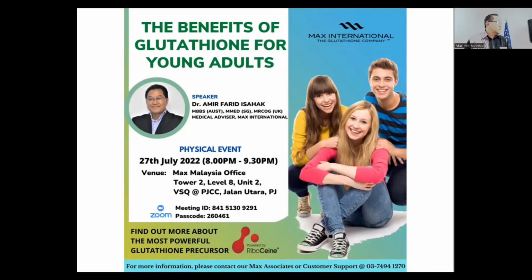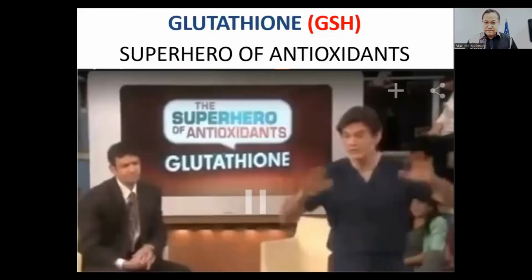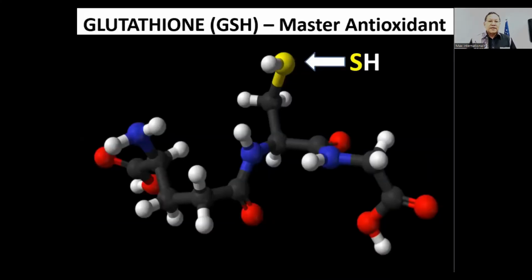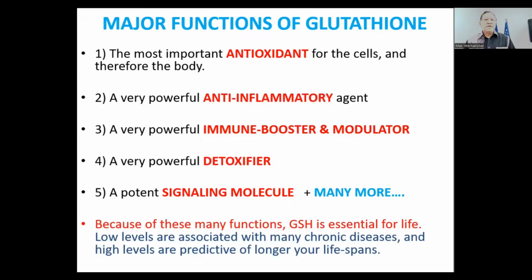Okay, so that was the topic originally given. So anyway, we start with introducing what is glutathione first, and most of you by now know what is glutathione, the master antioxidant or the superhero of antioxidants. And this is the glutathione molecule, and the chemical short form for glutathione or active glutathione is GSH. And the SH refers to the sulfur and hydrogen atom as shown in the diagram, and the rest of the molecule is G.